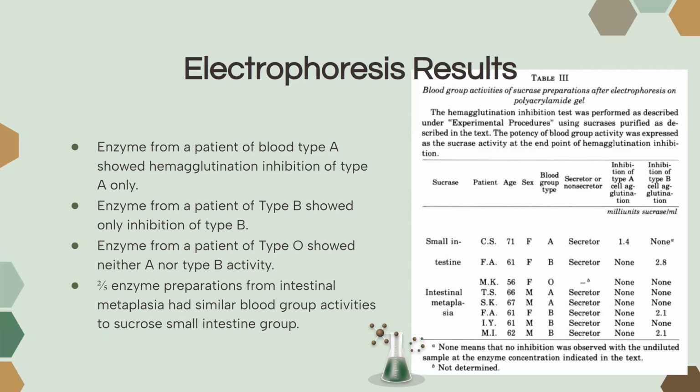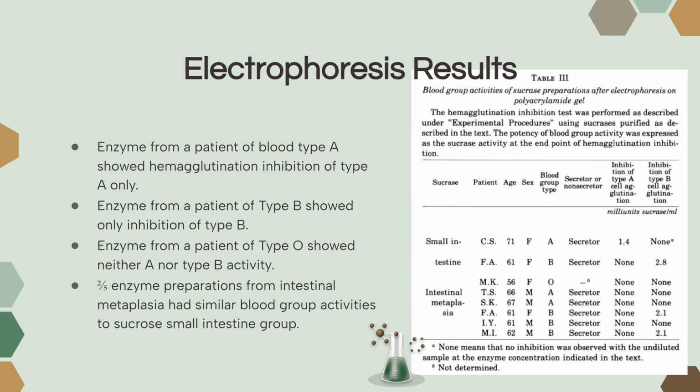The polyacrylamide gel was used for electrophoresis, and the results are quite interesting. Blood group activity was detected in 2 preparations of sucrase from the small intestine. The sucrase from a patient of blood type group A displayed hemagglutination inhibition of type A only, and sucrase from a patient of blood type group B displayed inhibition of B only. The sucrase from a patient of type O, as expected, showed neither type A nor B activity.